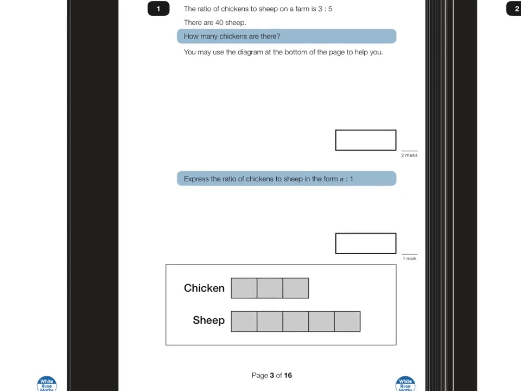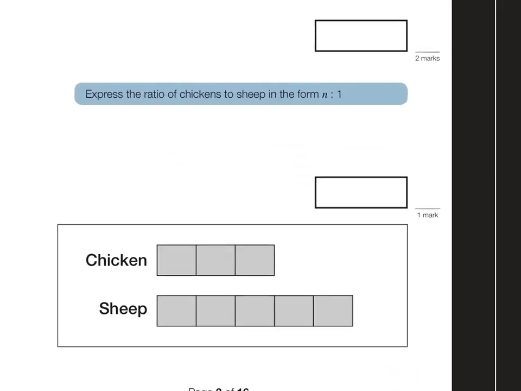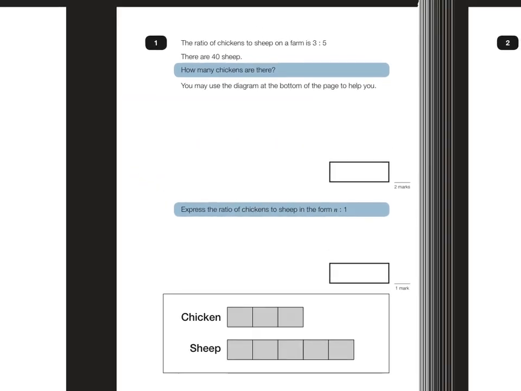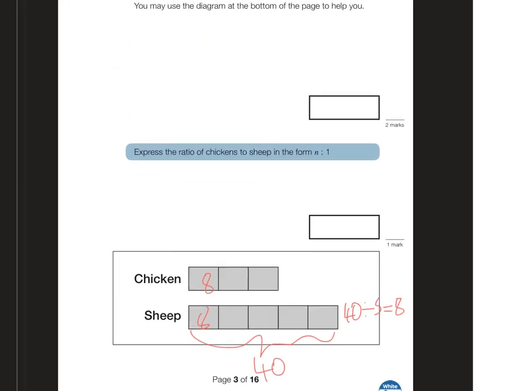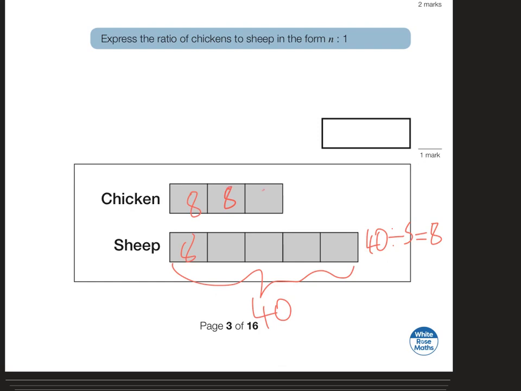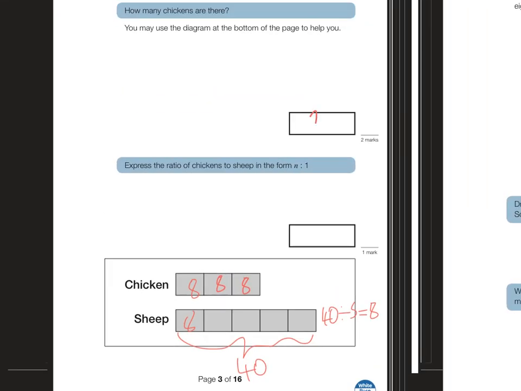Now you're told you can actually use the diagram at the bottom. They've already drawn it for you. There are 40 sheep, which means this part is 40. 40 shared between 5 is 8, so each box is worth 8. How many chickens are there? Well, you've got 3 8s, 24.